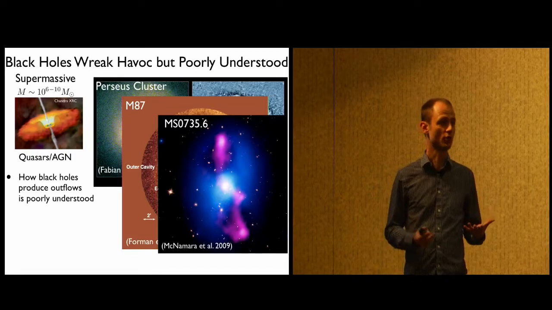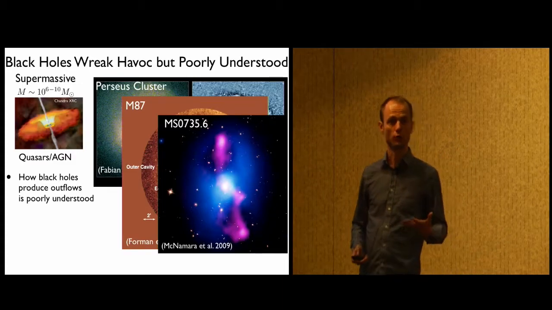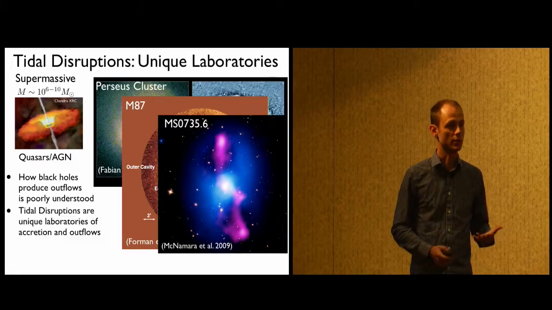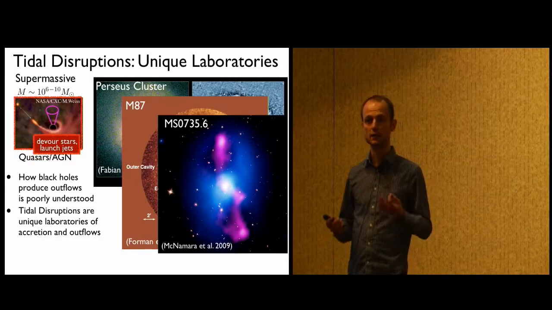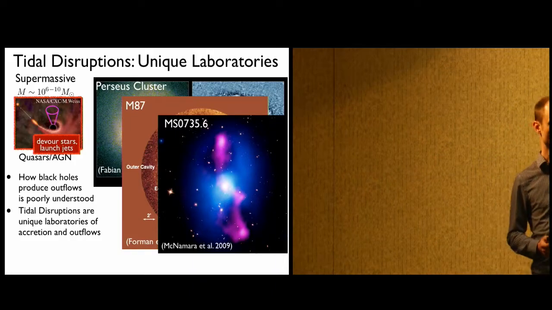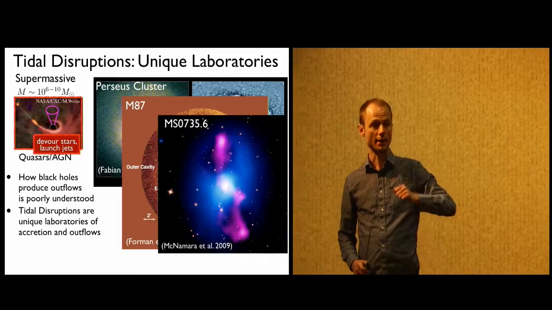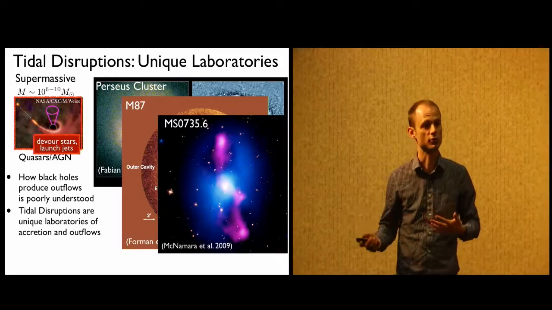It would be nice to find a laboratory where we would have more control over the black hole diet. And it turns out nature provides us such laboratories. These are called tidal disruption events. Those events happen when a star comes too close to the black hole. The black hole tidal forces tear the star apart, and half of the star falls into the black hole, half of the star is expelled.